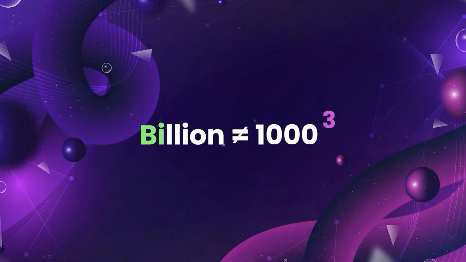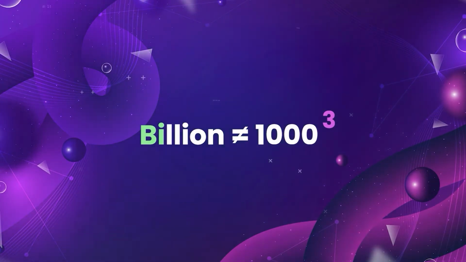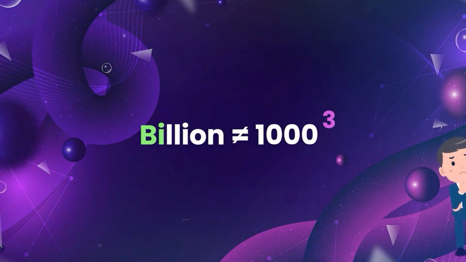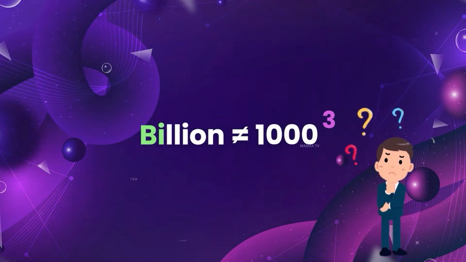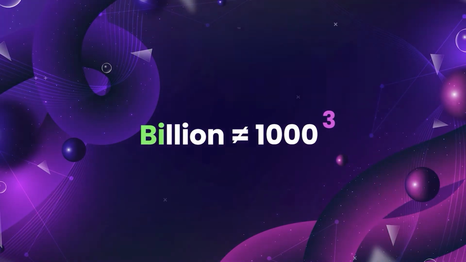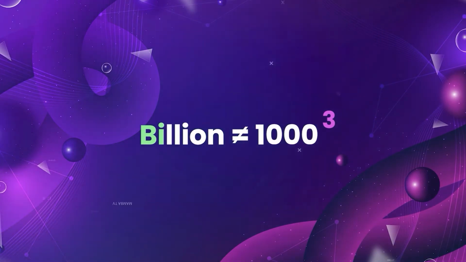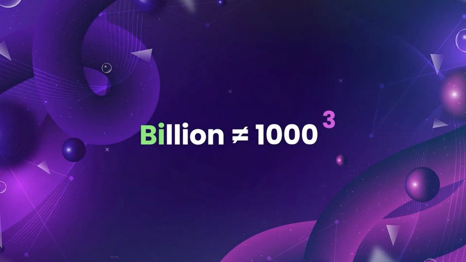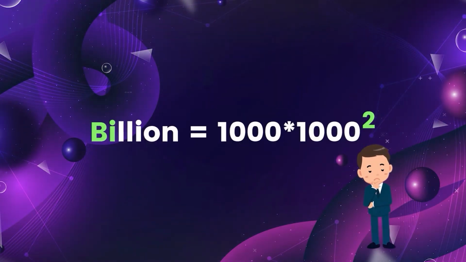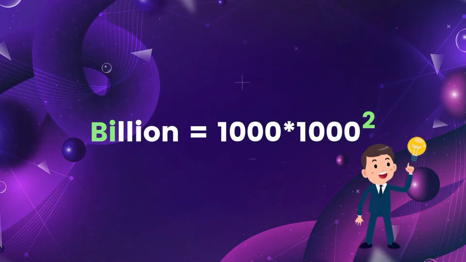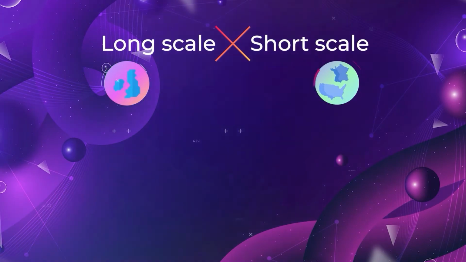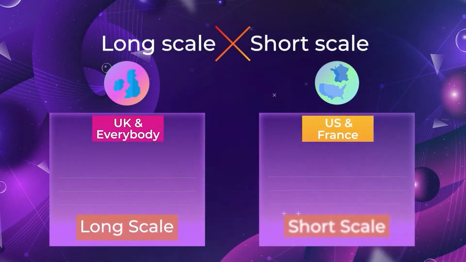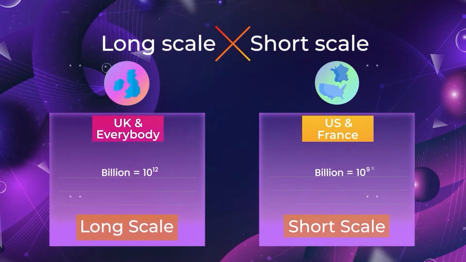You may ask me, how come billion represents the power of 3 if the prefix b stands for 2? And I don't know, I'm just as confused as you probably are. The explanation that I've been given was that I shouldn't express it as 1,000 to the power of 3. Instead, it's 1,000 times 1,000 to the power of 2. Yeah.